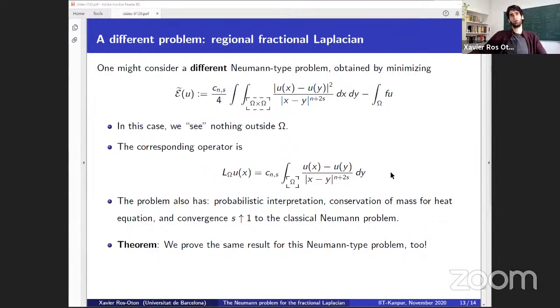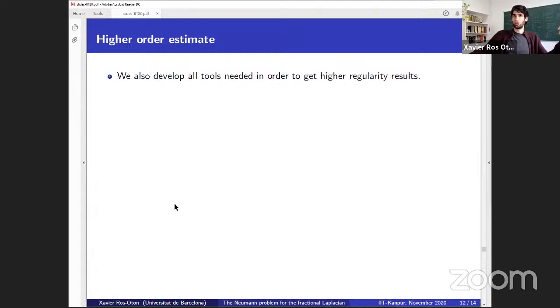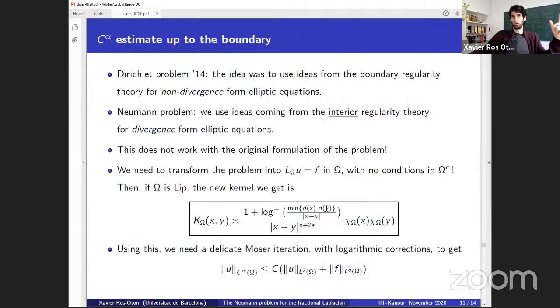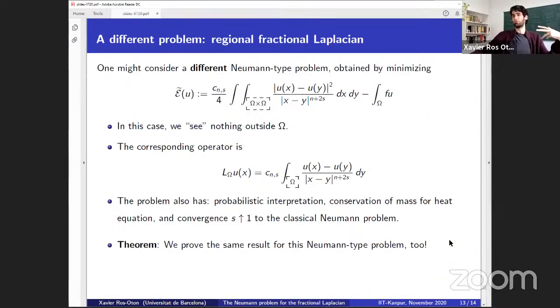So this is a different problem. And because of the way we prove our result, we can prove the same for this case too. So basically the only difference is, if you remember when I went here, the regional fractional Laplacian is what you get when you forget about the logarithm here. You remove the logarithm and then this is the regional fractional Laplacian that we have here. And this is why we can prove the same result. It's a bit easier for us to prove because there are no logarithmic corrections. It's slightly easier, but almost as difficult.